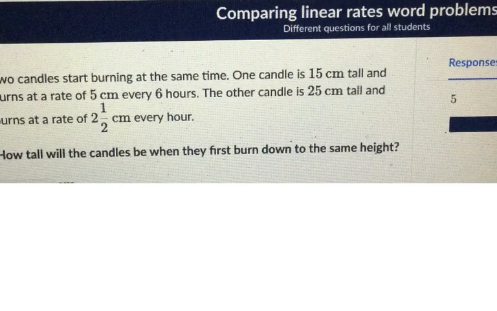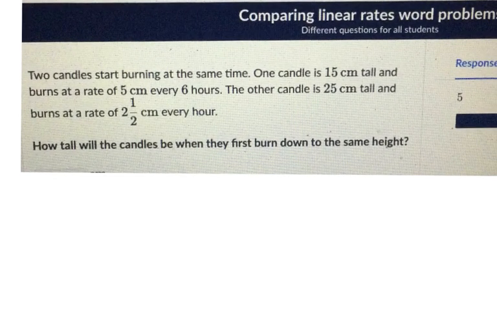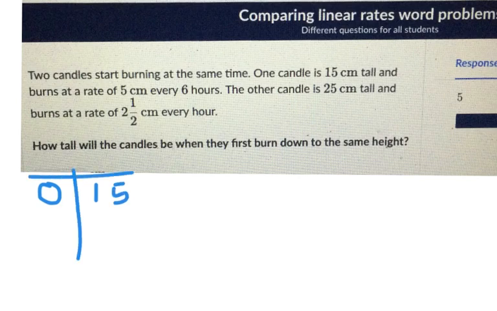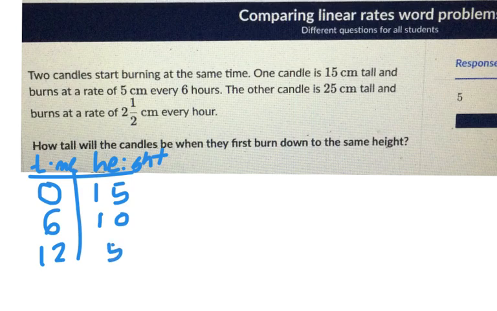So I'm looking here at one of the comparing linear rates word problems. It says 2 candles start burning at the same time. One candle is 15 centimeters tall and burns at a rate of 5 centimeters every 6 hours. So if I think about it, at time 0, the height of the candle is 15. So think about this as time, and this is the height. So after 6 hours, its height has gone down 5 centimeters. So we're down to 10. At 12, we're down to 5. And at 18, the candle's burned out at 0.